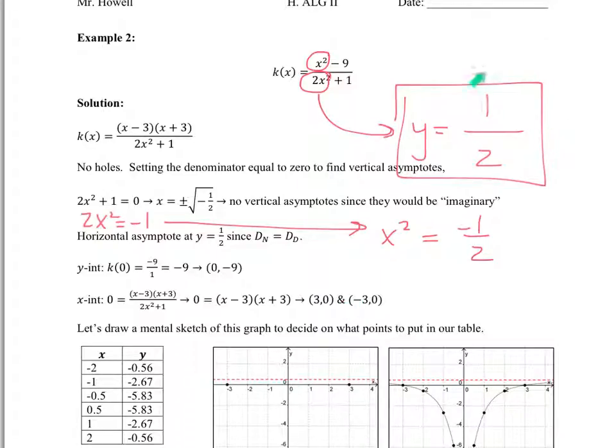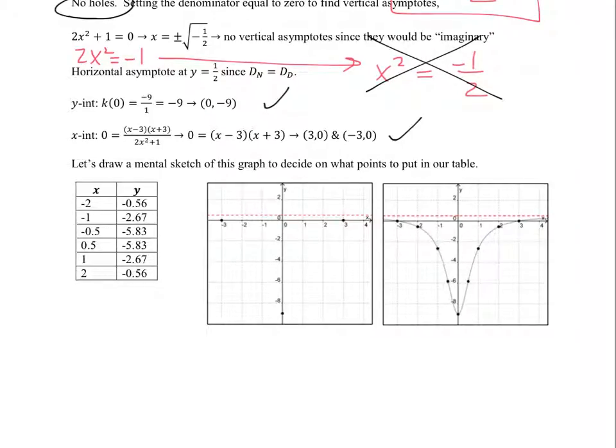So we've got asymptote, no vertical asymptote from this one, doesn't help us at all. We've got no holes, we've got a y-intercept, and we've got x-intercepts. Clearly here, we're going to need some points, right? We don't have enough information at all. So first, make a mental sketch of this. And the mental sketch doesn't help us much. The mental sketch is the graph on the left.